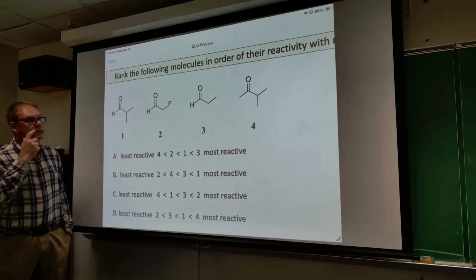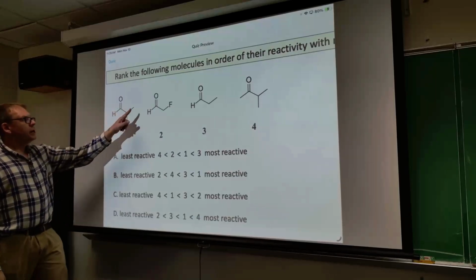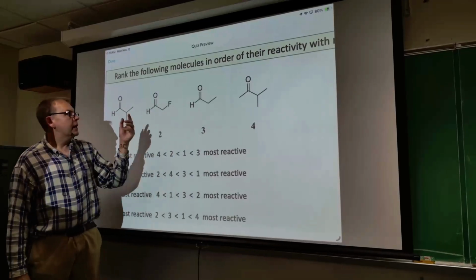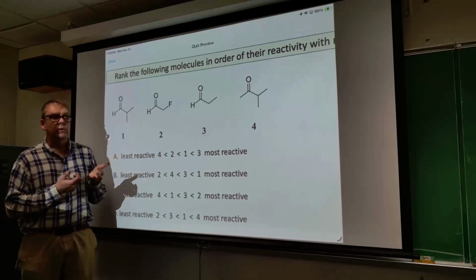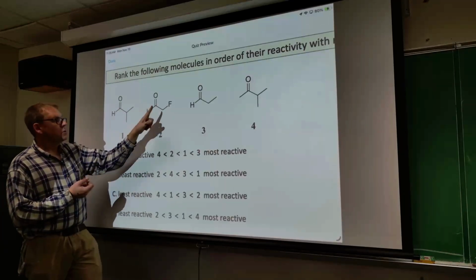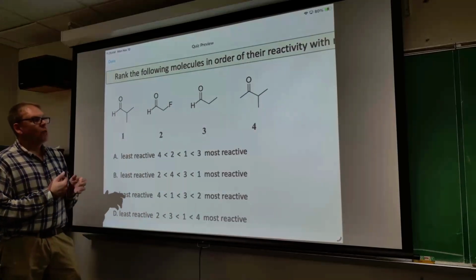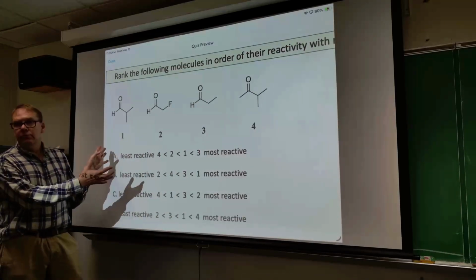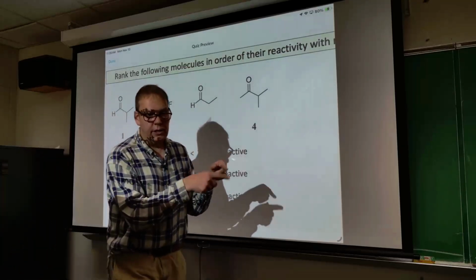Factor number 2 is how electron poor is the carbonyl. Every one of these C double bond O's is electron poor. It's got an oxygen that's doubly bonded to it that pulls electron density towards it. So each of these develops a partial positive charge, but they're not all the same. And so what I want to do before I talk about the solution to this one is just talk about this feature over on the board over here.